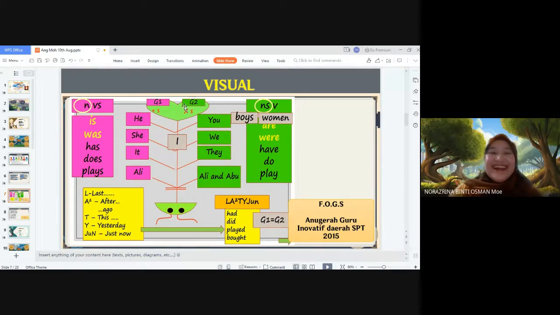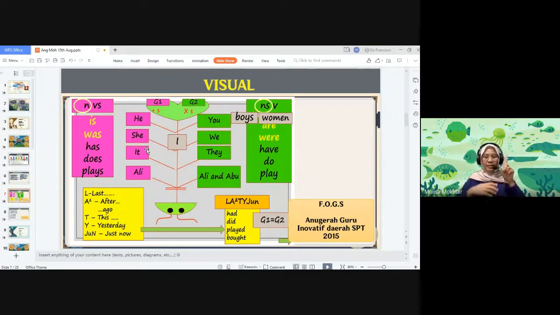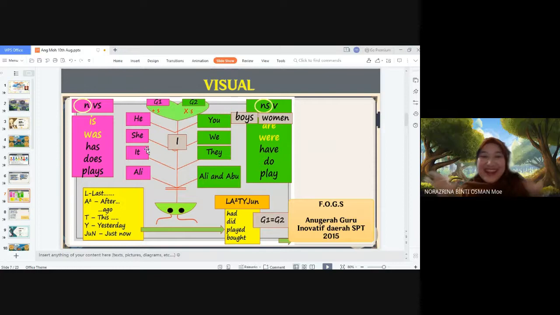The rule is group 1 plus S, group 2 no S. So what is group 1, like Azia was telling? Group 1 is singular noun, group 2 is plural noun. So when the pupils see this, like Pian said, I learned colours. They know that the left hand side is for group 1, the singular noun. The right hand side is for group 2, the plural noun. Left is 1, right is many.